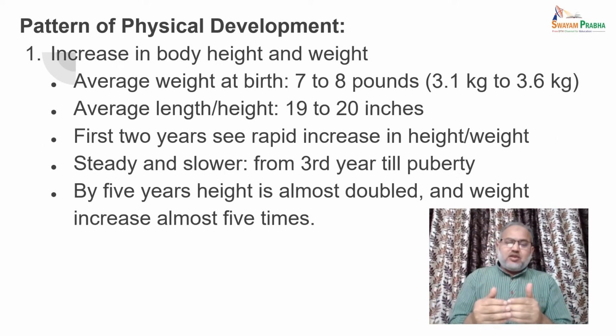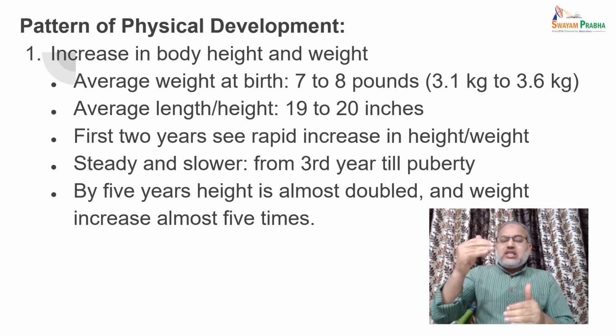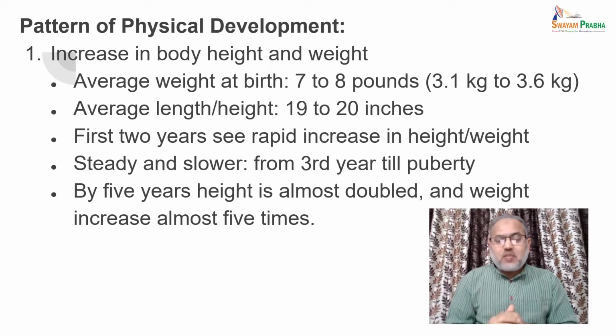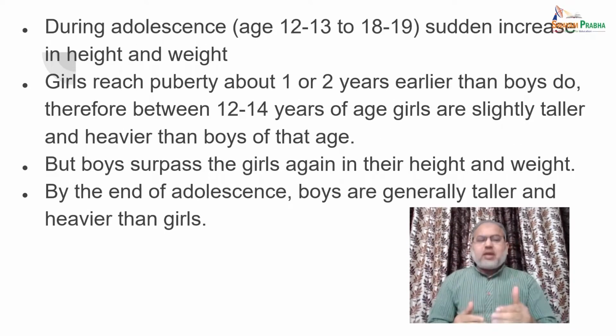After birth, the first 2 years see a rapid increase in height and weight of the children, but it is steady and slower from the third year till puberty. By 5 years of age, height is almost double and weight increases almost 5 times. These are the general patterns.